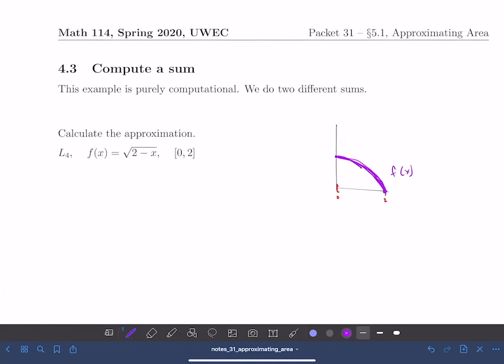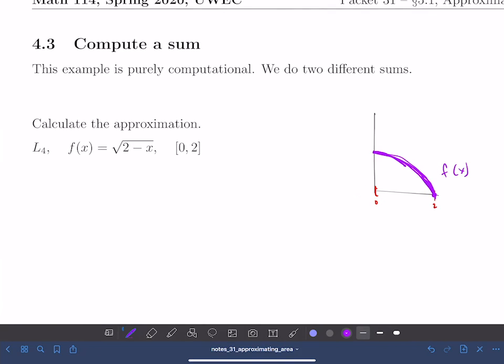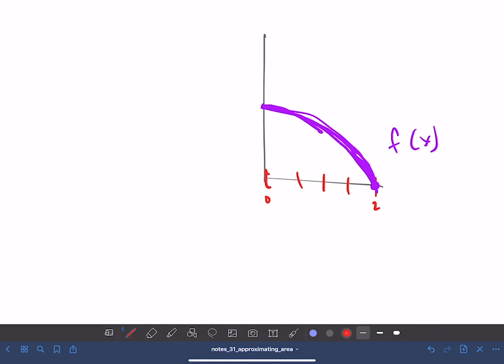And we are being asked to do L sub 4. So that's the left endpoint method with 4 endpoints. This is going to be an overestimate.